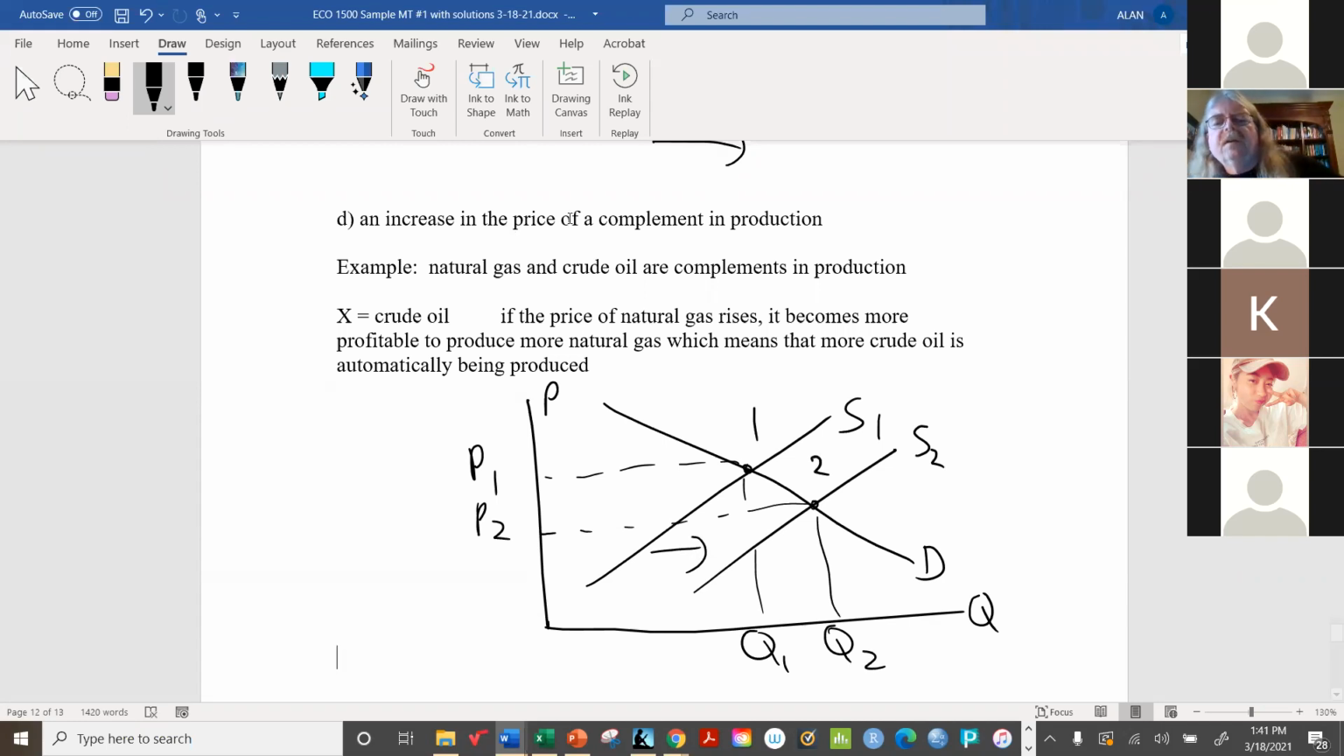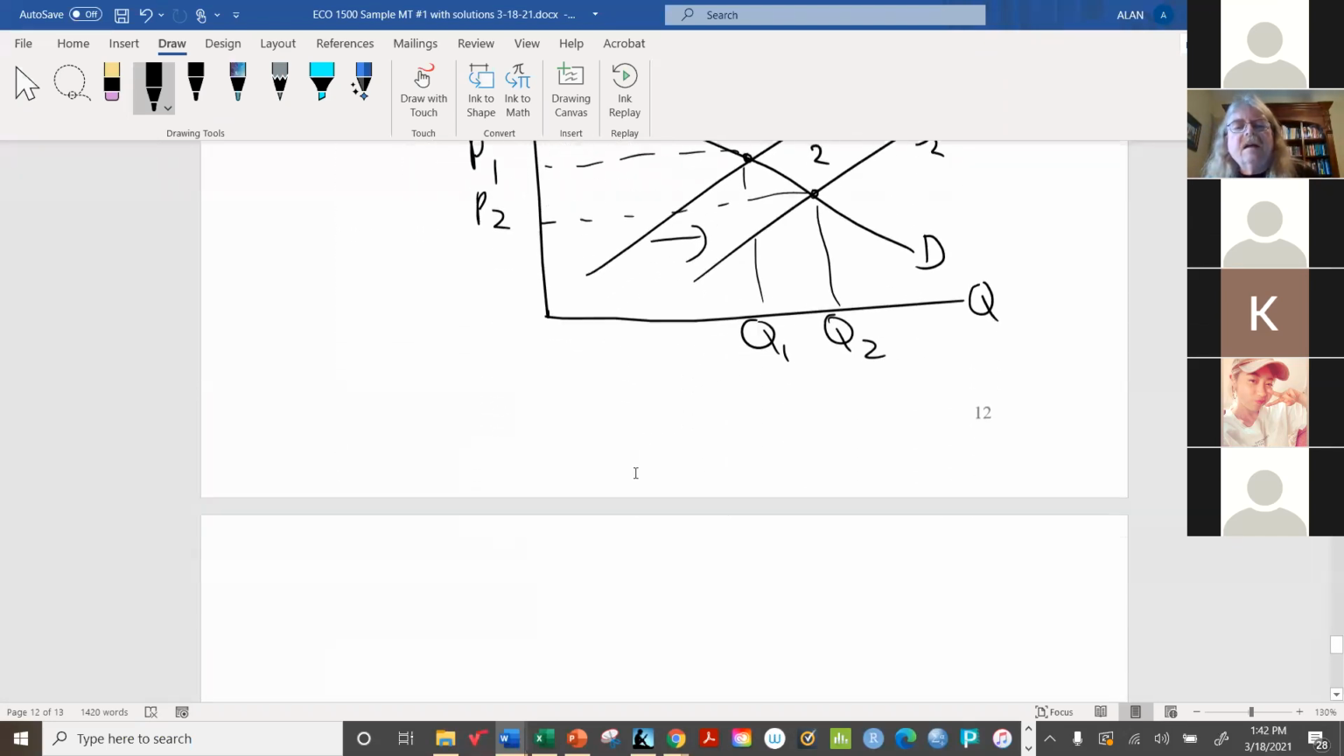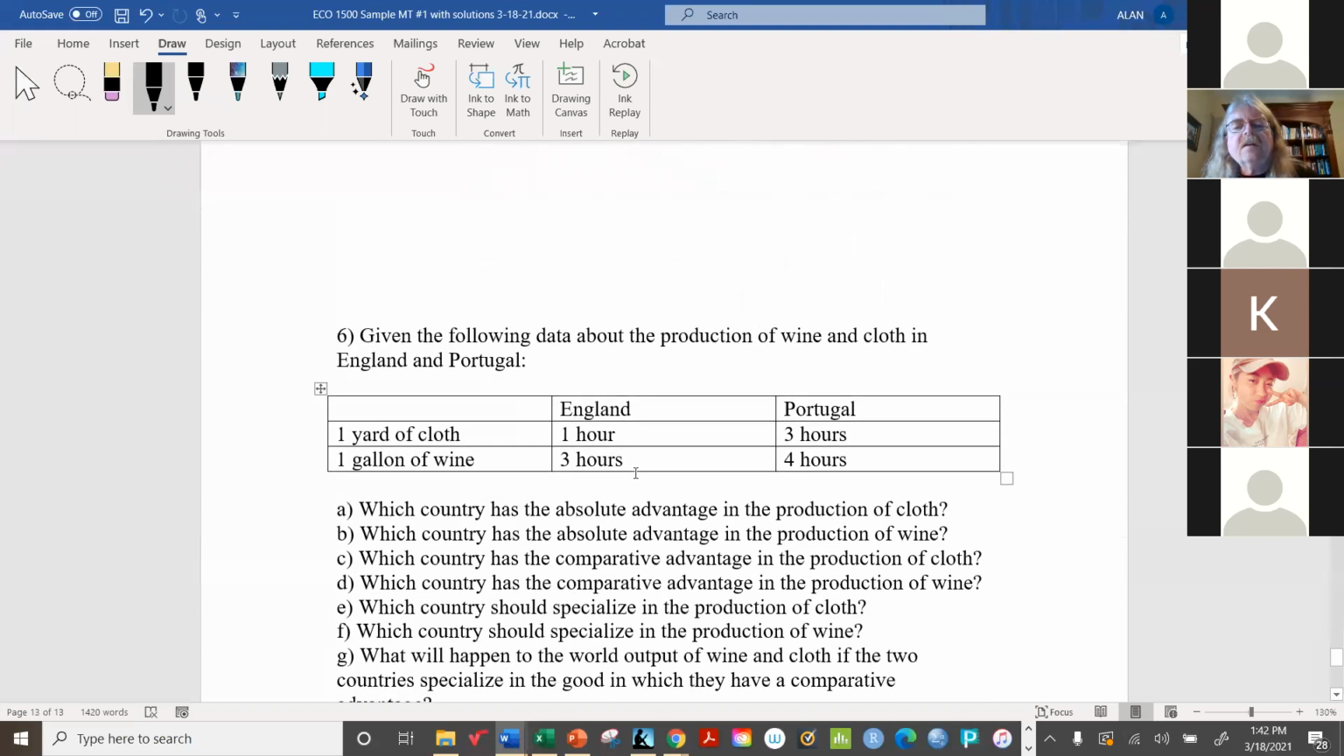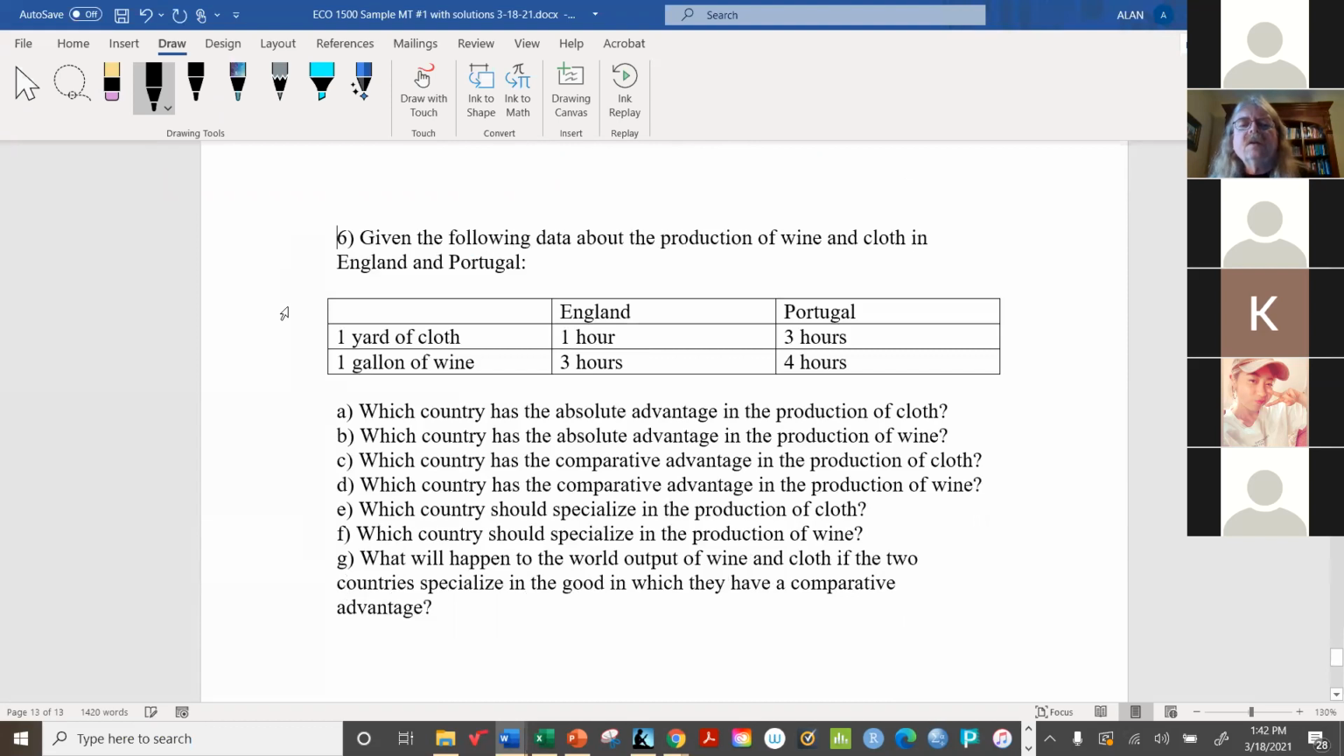All right, beautiful. And now here you're not going to actually do any calculations as such. All you really have to do is look at the table. This is our classic example of comparative advantage given to us by David Ricardo in his book in the early 1800s. All that we need to notice is a couple of things.